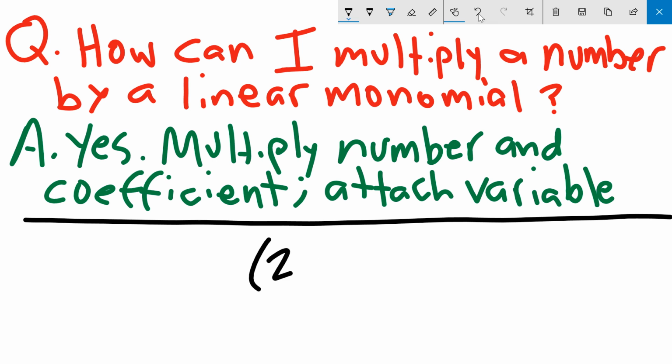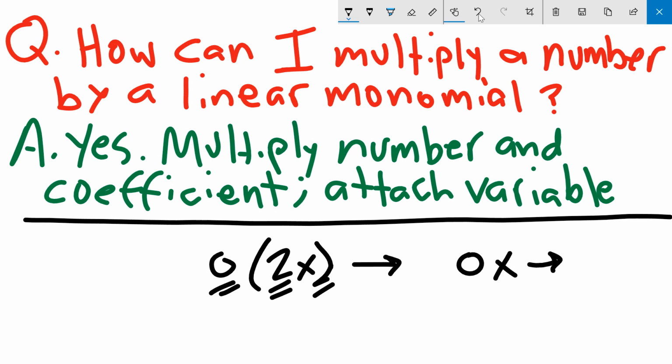Let's look at the number 0. So how about 2x times 0? Well, 0 times anything is 0, right? Now, if we followed our rules, we could say 0 times 2 is 0, tack on the variable, and we can do that. But this is one of the instances where 0 times x is just 0, because 0 times anything is 0. So that's the number 0. We'll work with that again, but we'll talk about those properties a little bit later.